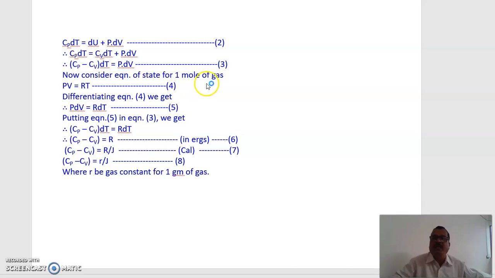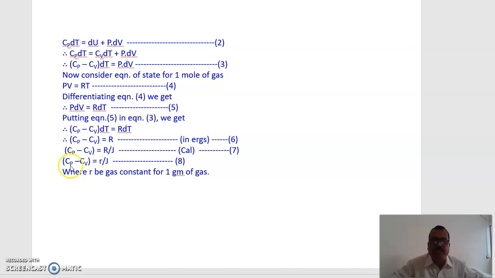Now consider the equation of state for 1 mole of gas, PV equal to RT, which is equation 4. Differentiating, we get PdV equal to RdT, where R is the universal gas constant, which is equation 5. Putting this value of PdV in equation 3, CP minus CV into dT equals RdT. Therefore, CP minus CV equals R, which is equation 6. In units of calories, CP minus CV equals R by J, which is equation 7.